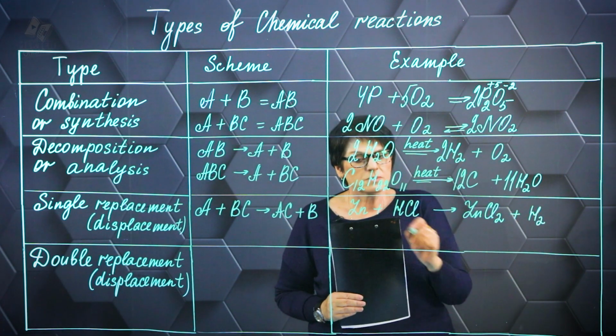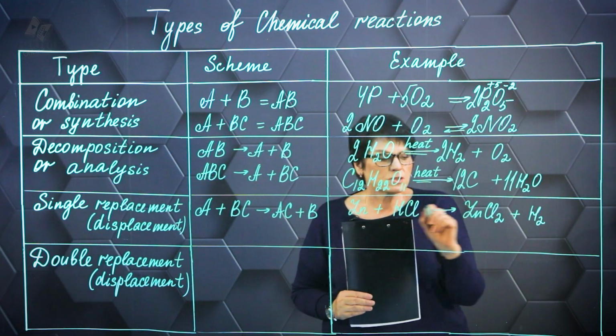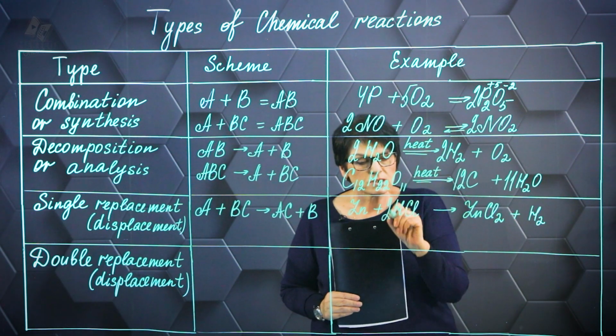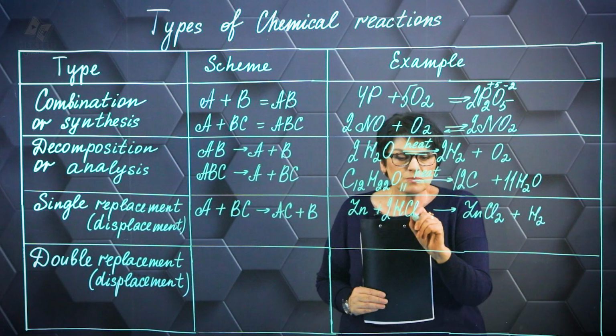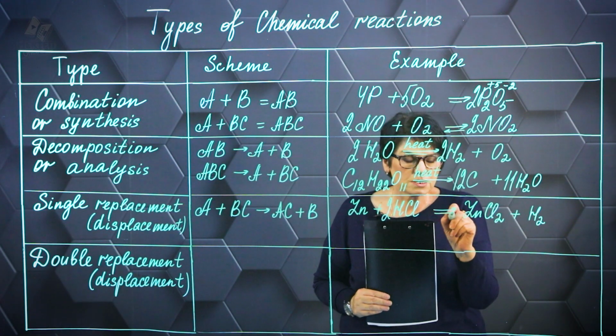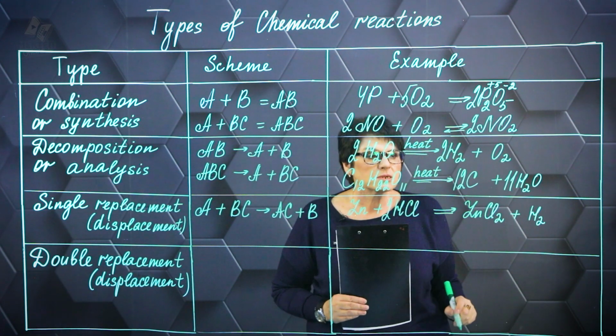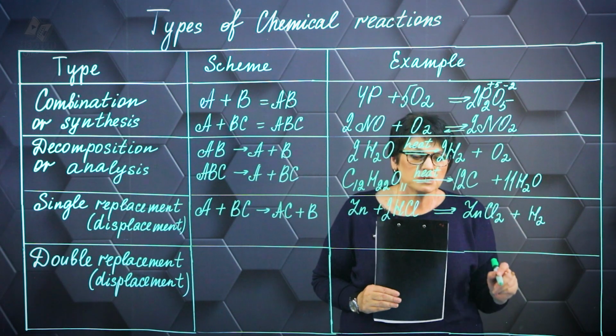Let's equate. Zinc is equal. Hydrogen here is 1, here it is 2, so we will put 2 and check by chlorine. Here it's 2 and here it's 2. And this reaction cannot occur in the opposite direction.